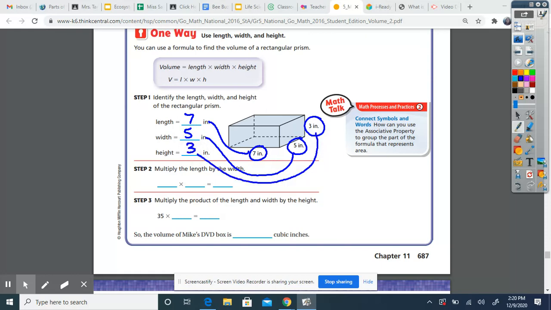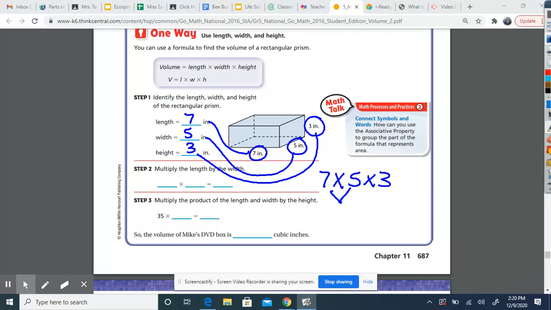In step 2, they say multiply the length by the width. So that's what we've been doing. We just write it out like this: 7 times 5 times 3. First they want you to multiply the length by the width. So 7 times 5 would give you 35. And then you want to multiply that by 3. So we can set that up over here to find out what 35 times 3 is. 3 times 5 is 15. 3 times 3 is 9, plus 1 is 10. So 35 times 3 would be 105. So that would be our total.